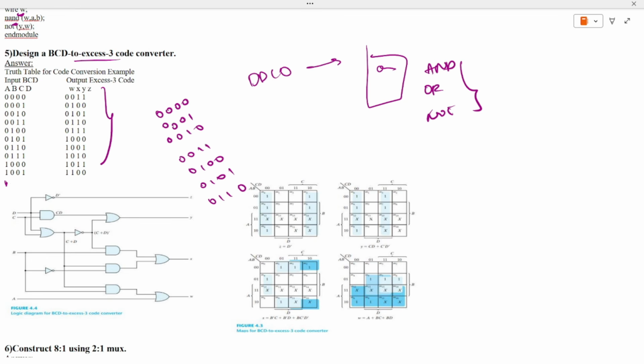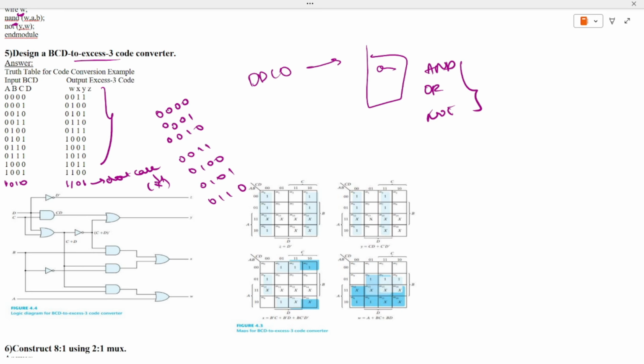If you take the last 1 0 1 0, that will be 1 1 1 1. That will be a don't care condition. As you saw in the previous module, while solving this you will be putting X. That is how it is similar.